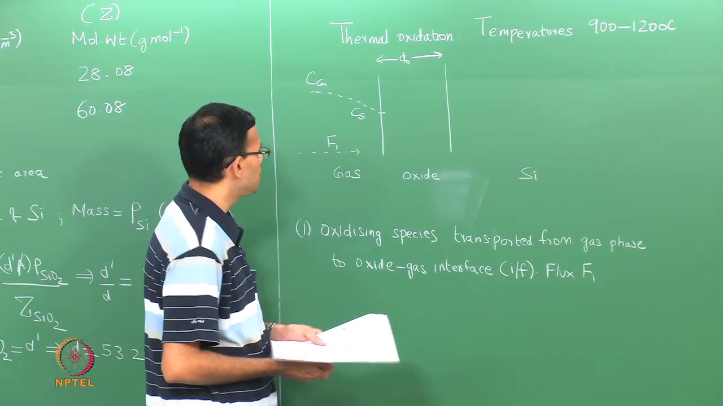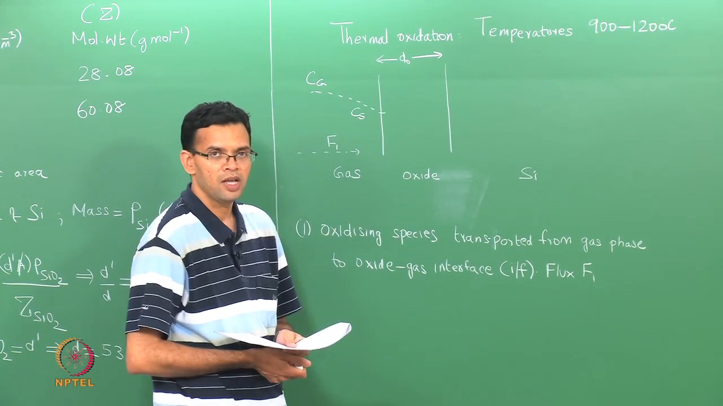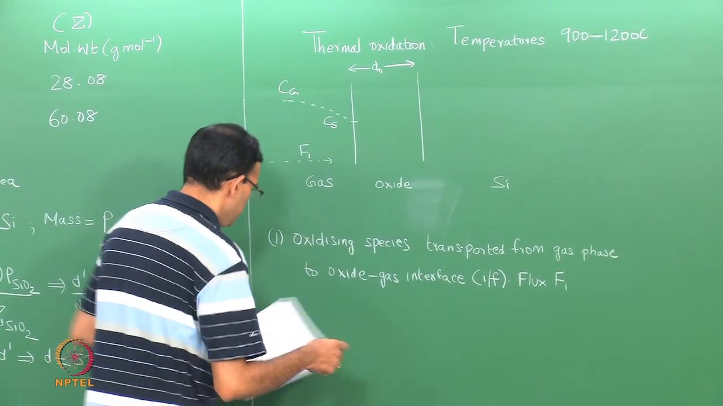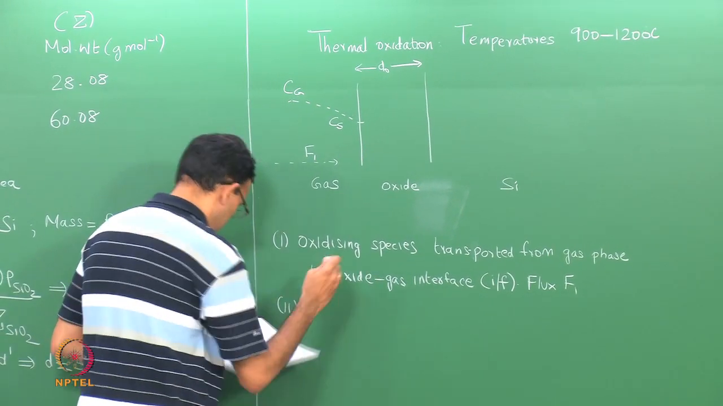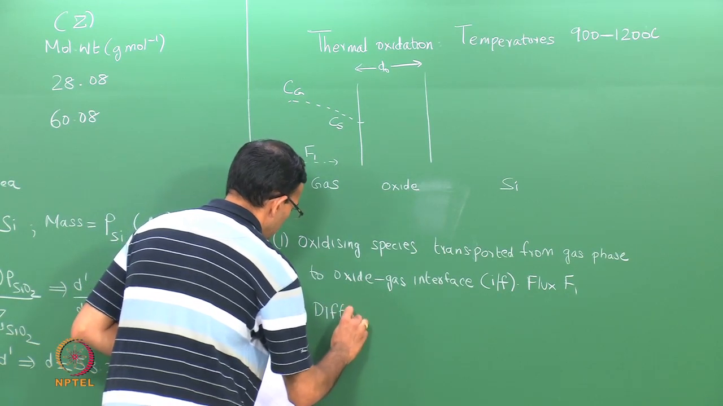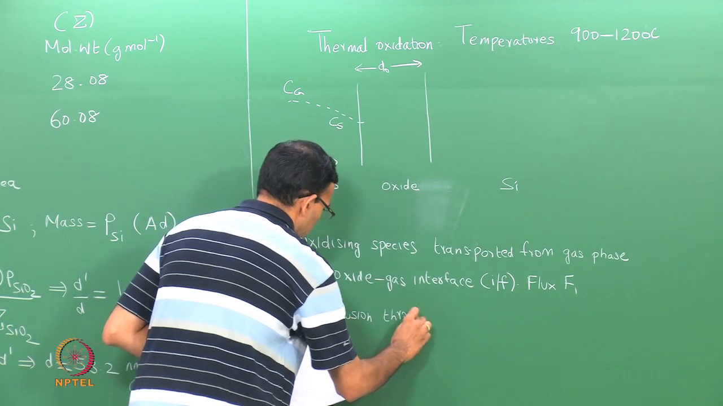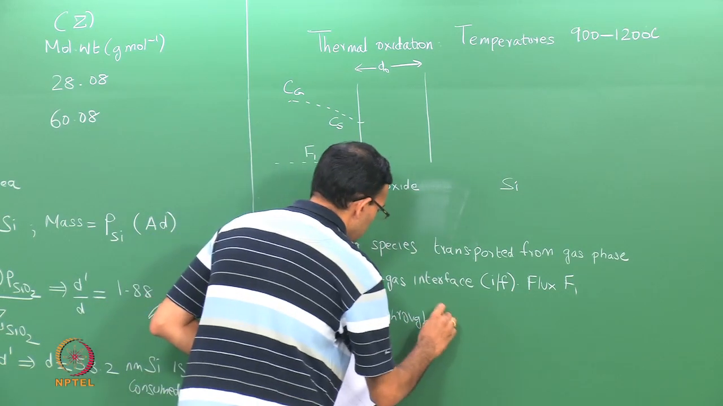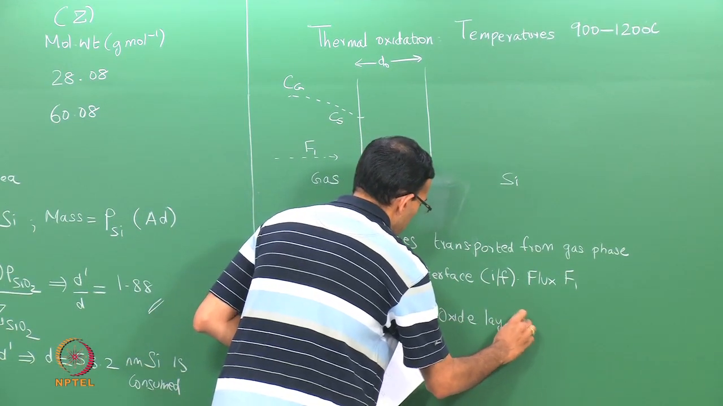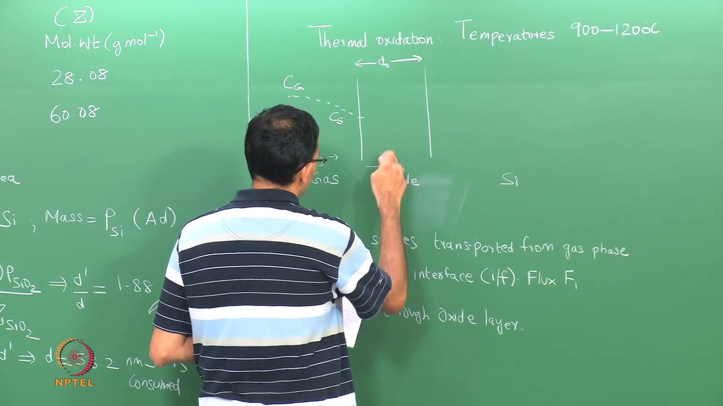The next step is that the diffusing species has to be transported through the oxide layer. So, you need to have diffusion through the oxide layer. This could have some flux F2.